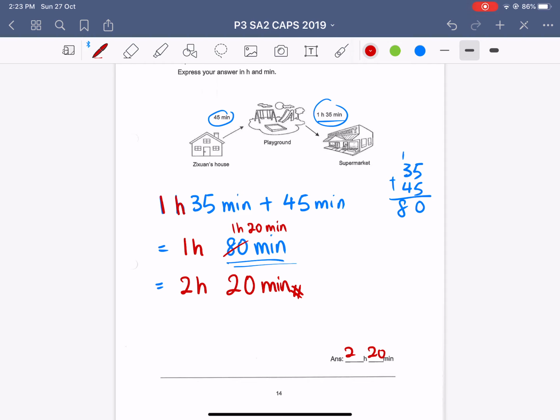Okay, don't leave your answers as 1 hour 80, because that is not correct. You're supposed to regroup the 80 into 1 hour and 20 minutes. So it adds up to a total of 2 hours 20.